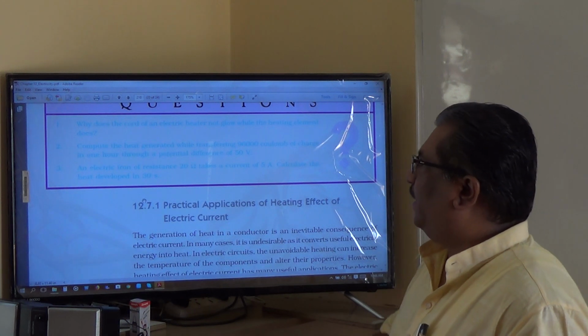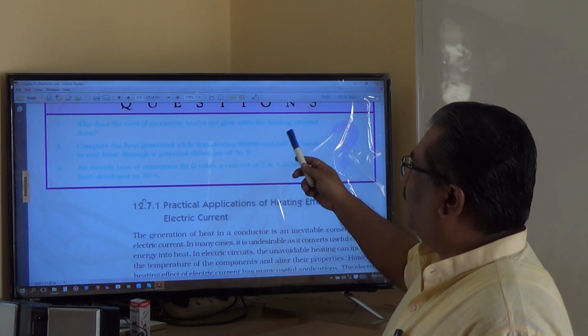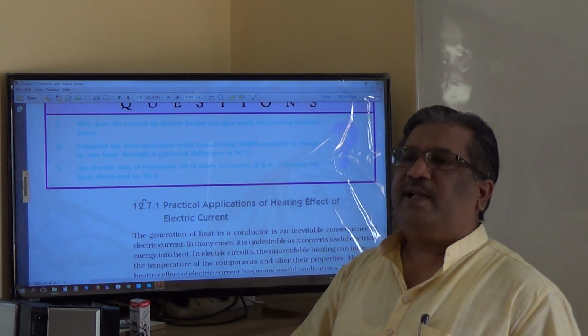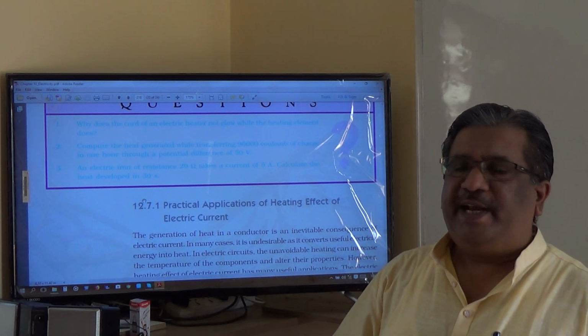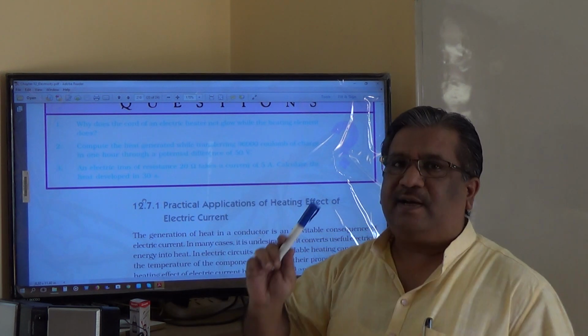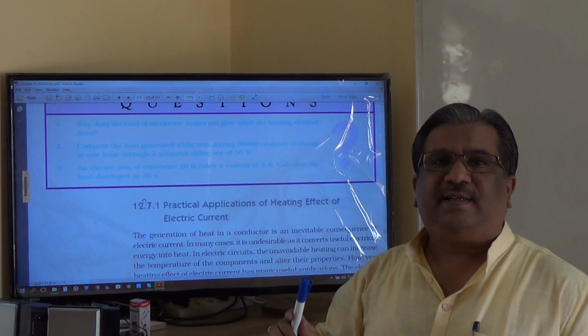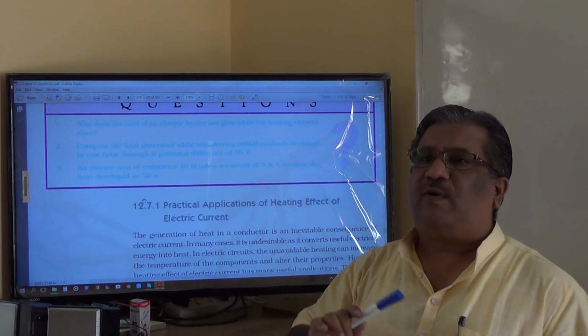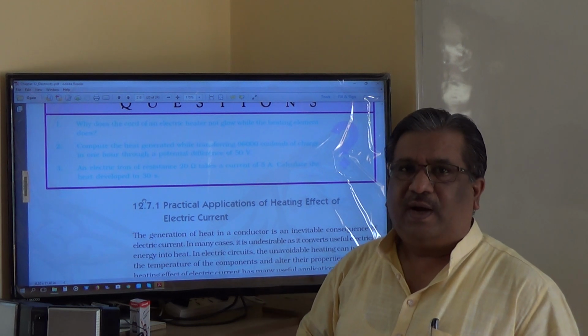Why does the cord of an electric heater not glow while the heating element does? According to Joule's law of heating, more is the resistance, more is the heat produced. Generally for conductors, the conductors conduct electricity very well. They do not offer much resistance and therefore conductors do not get heated up. Are you able to understand?